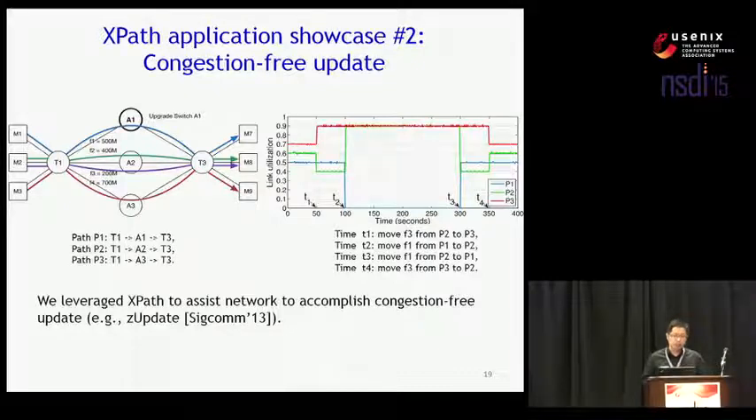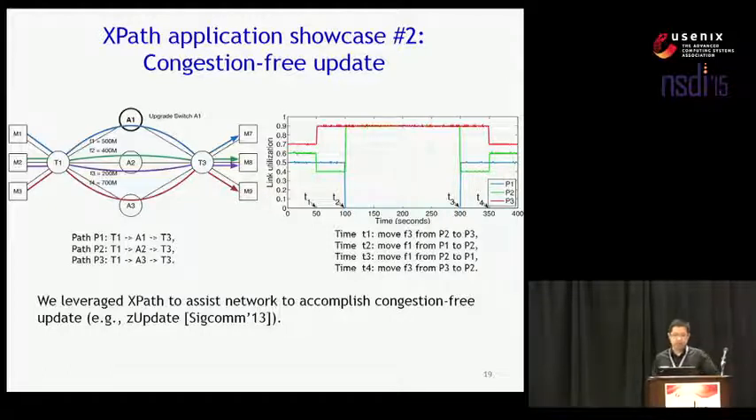flow 2 onto path 3 in order to set aside available bandwidth for the traffic on A1. Next we shift the traffic of F1, flow 1, to path 2. After the switch update, we shift the traffic back to the original path. Basically, we measure the throughput at each path during this procedure, and with XPath, we didn't see persistent network congestion.